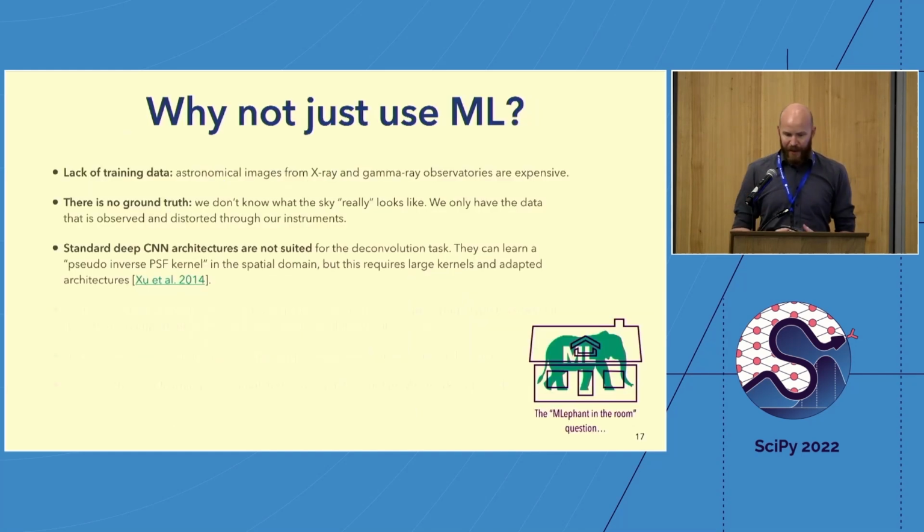Let me quickly address the big elephant in the room question. So we could just use machine learning or some deep learning. This is what everybody does nowadays. But I want to motivate quickly why we're not doing this in this case. So first of all, of course, there's a lack of training data.